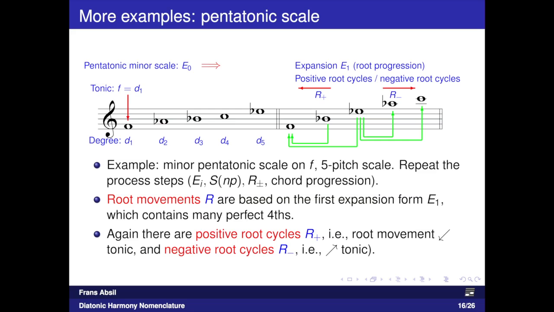I will revisit all these aspects by discussing two more examples of diatonic scales. In the staff on the left we see the pentatonic minor scale on the tonic degree F. On the right, the scale is expanded into expansion E1, which will be the basis for the root movements and the chord structures in diatonic harmony.